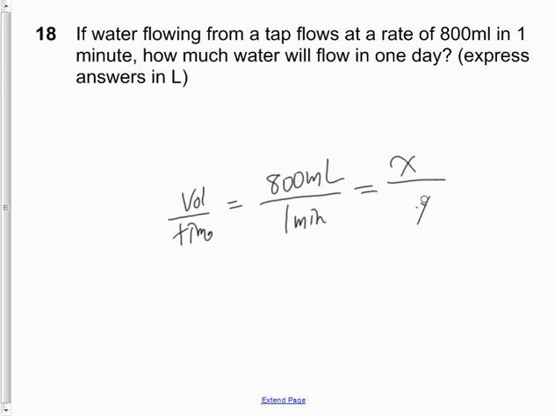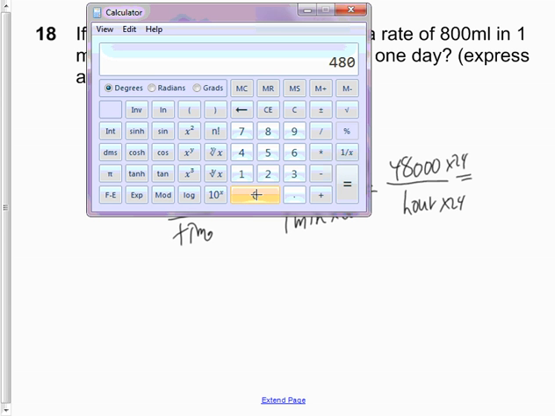So if I get it to an hour first, correct. To get it per hour, multiply by 60, which is 48,000, and then multiply it by 24. 48,000 multiplied by 24 equals 1,152,000 over 1 day.